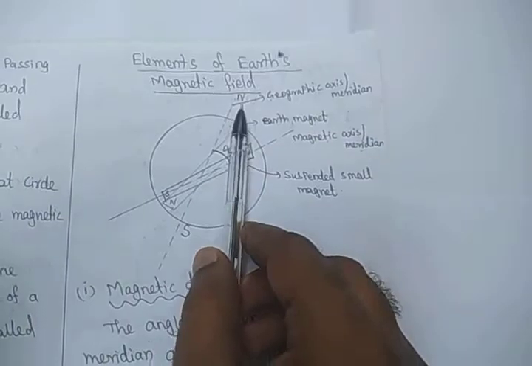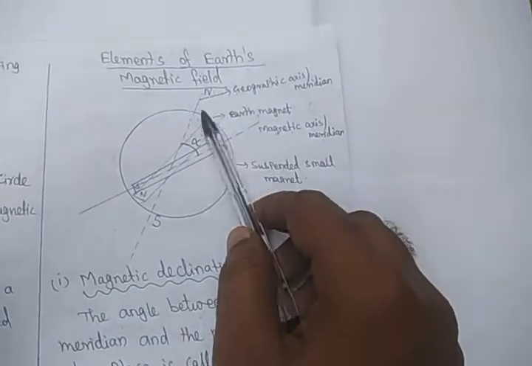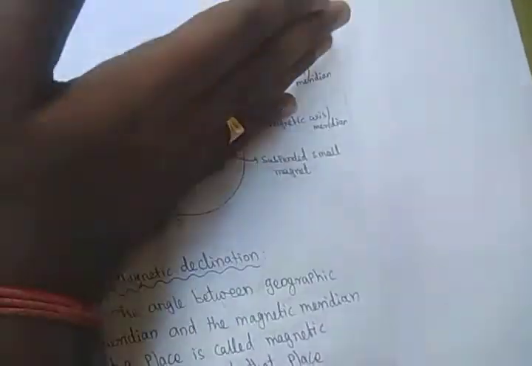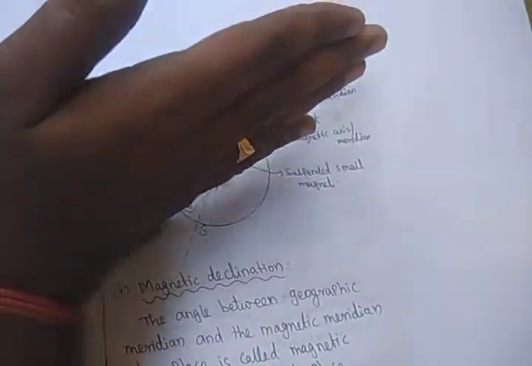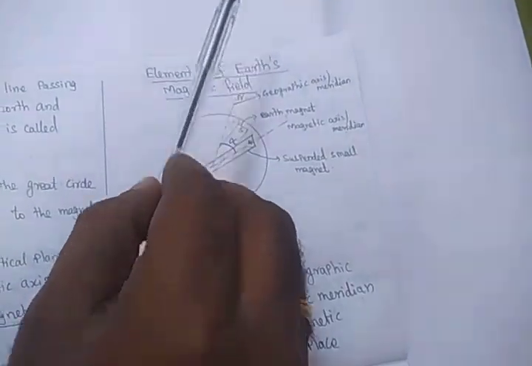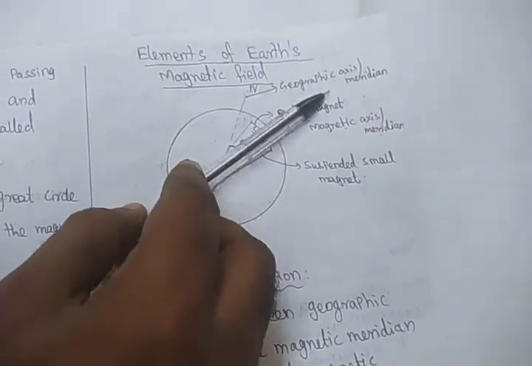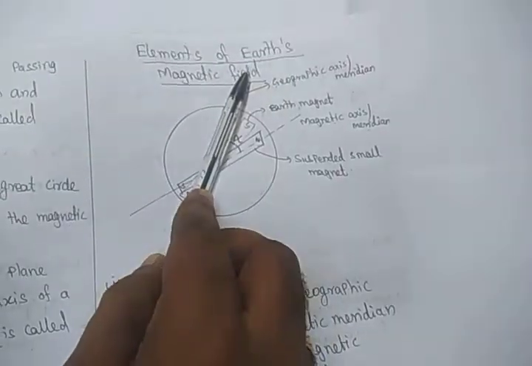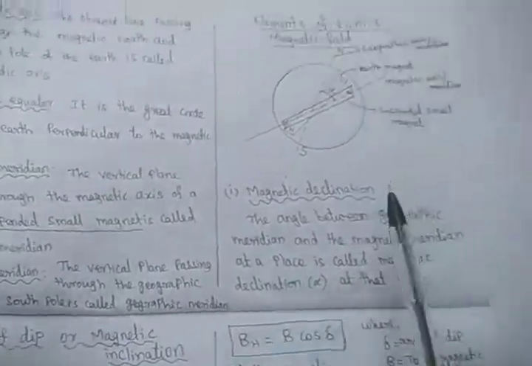As usual, we have a geographical axis, where the geographical north and south pole are connected by an imaginary line called the geographical axis. This is a perpendicular plane with the geographical axis. This is a perpendicular plane with the magnetic axis. The plane perpendicular to the geographical axis is called the geographical meridian. The plane perpendicular to the magnetic axis is the magnetic meridian. So if you draw the plane along the magnetic axis, that is the magnetic meridian. This is the geographic axis. If you draw the plane, that is the geographical meridian. So very simple.